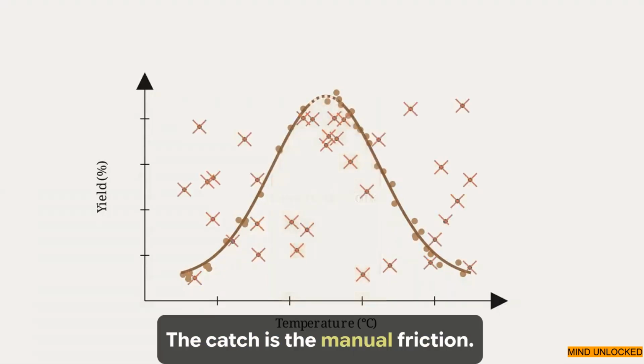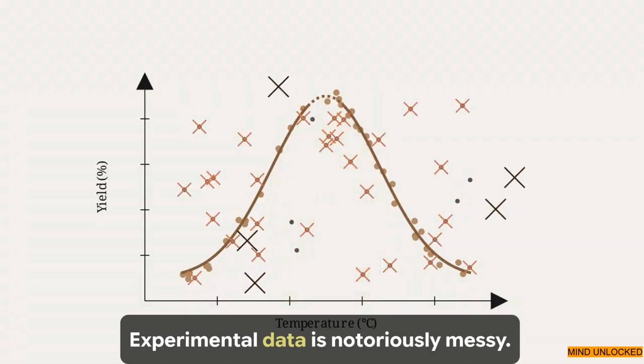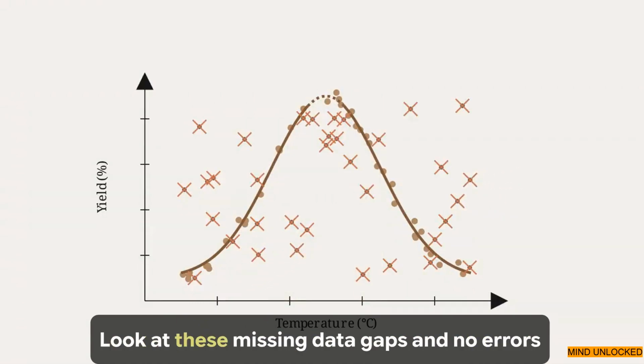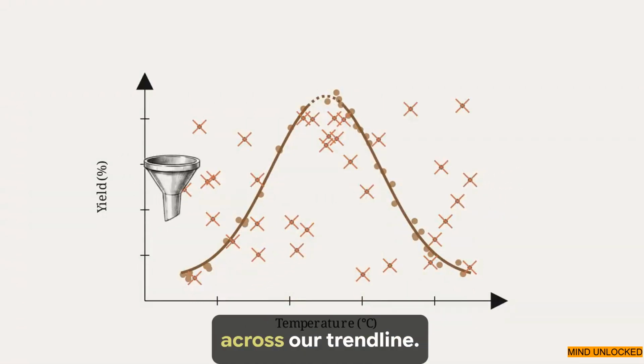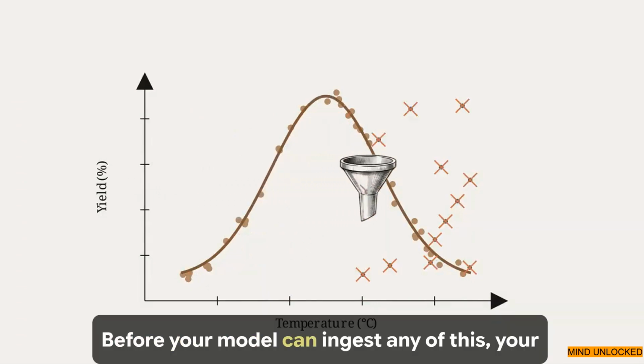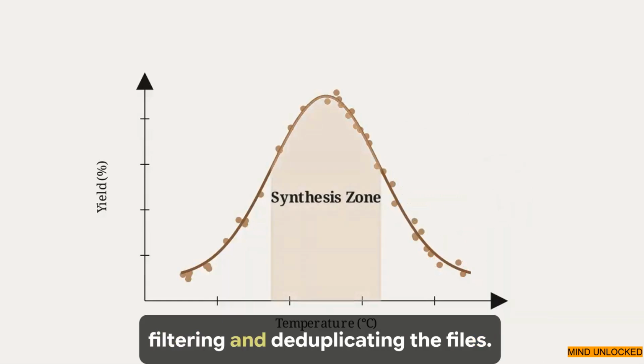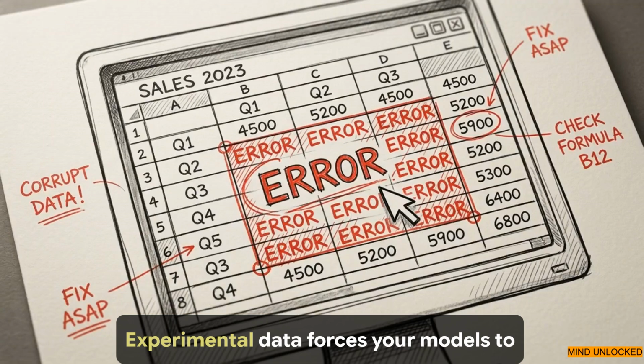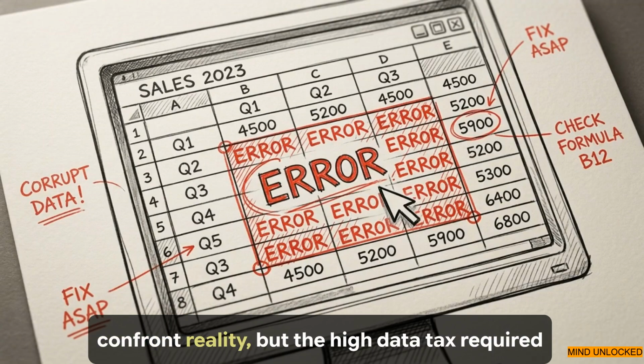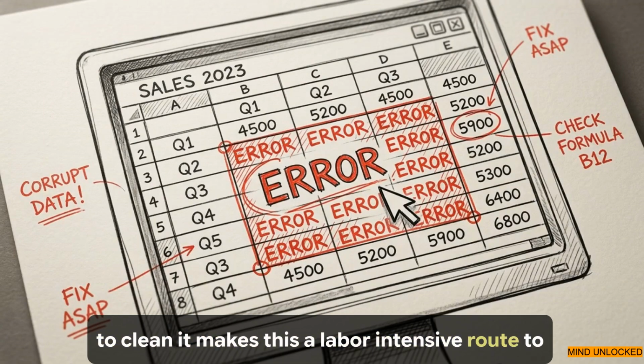The catch is the manual friction. Experimental data is notoriously messy. Look at these missing data gaps and null errors across our trend line. Before your model can ingest any of this, your team will have to spend time pre-processing, filtering, and deduplicating the files. Experimental data forces your models to confront reality, but the high data tax required to clean it makes this a labor-intensive route to scale.